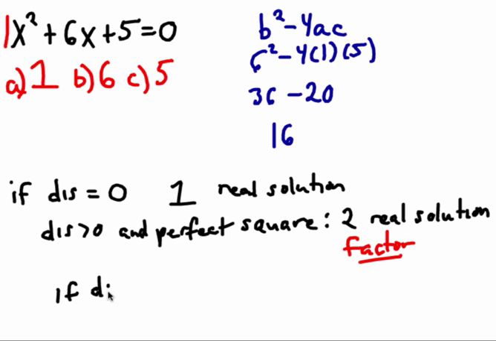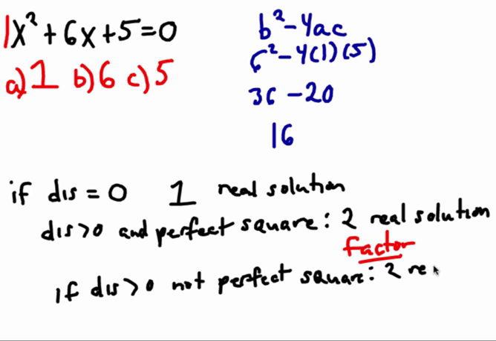If the discriminant is greater than 0 and not a perfect square, we still have two real solutions, but we cannot factor this. Our solutions will be decimals, and that means that they will not be factorable. So you would, in this case, want to use the quadratic equation.